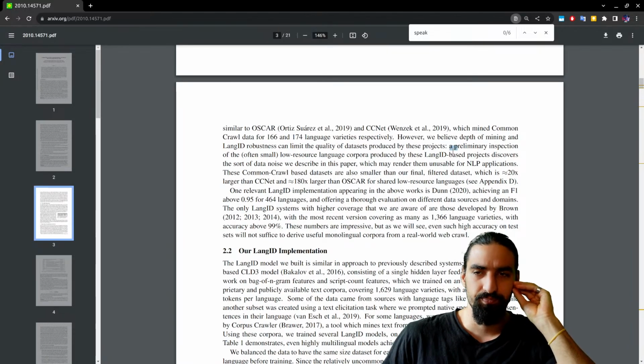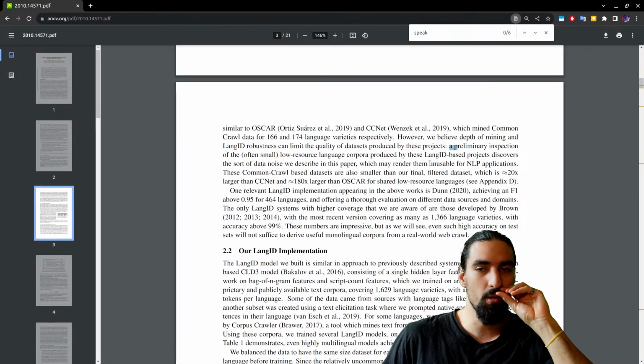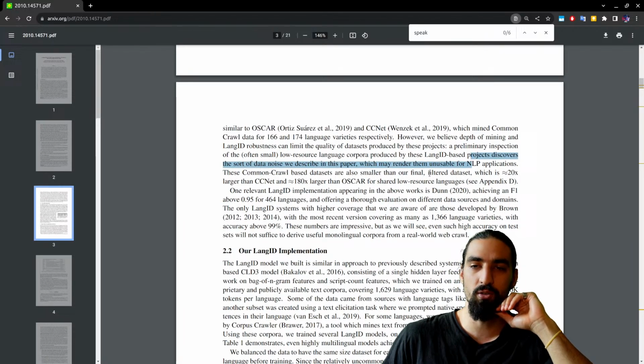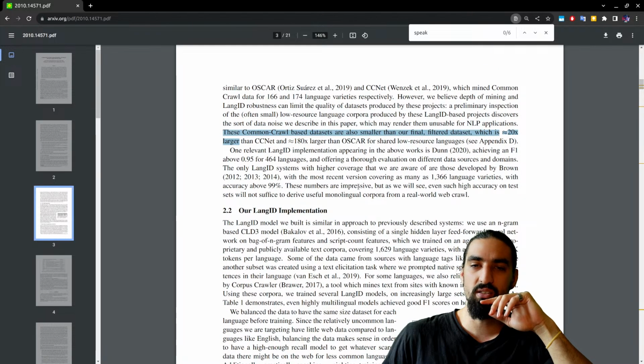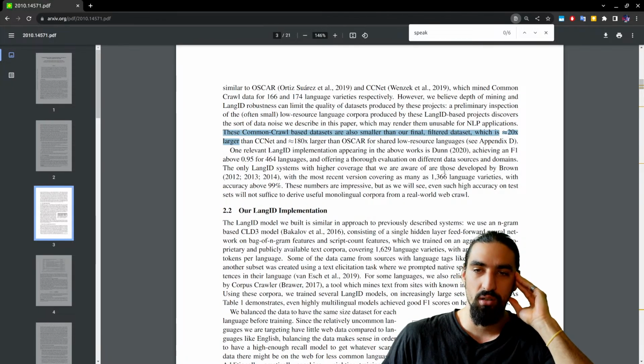projects. A preliminary inspection of the often small, low-resource language corpora produced by these lang_id-based projects discovered the sort of data noise we describe in this paper, which may render them unusable for NLP. These Common Crawl-based datasets are also smaller than our final filtered dataset, which is 20x larger than CCNet and 180 times larger than OSCAR for shared low-resource languages.